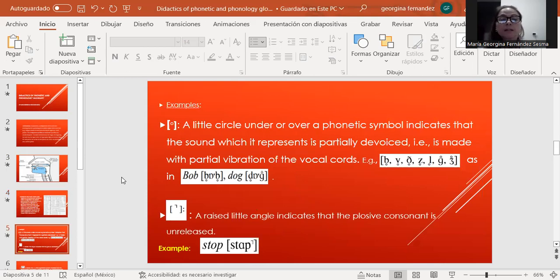Examples: a little circle under or over a phonetic symbol indicates that the sound which it represents is partially devoiced, that is made with partial vibration of the vocal cord. For example, b, v, the, z, g, z, ja, as in bob, dog. Next. A raised little angle indicates that the plosive consonant is unreleased, as in stop.